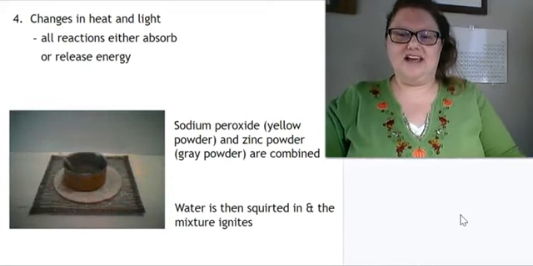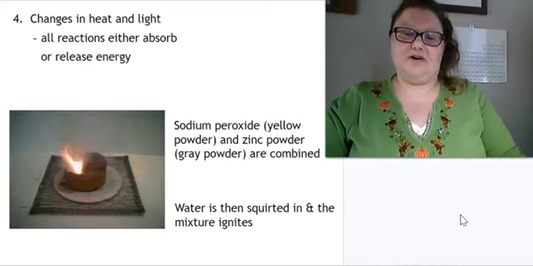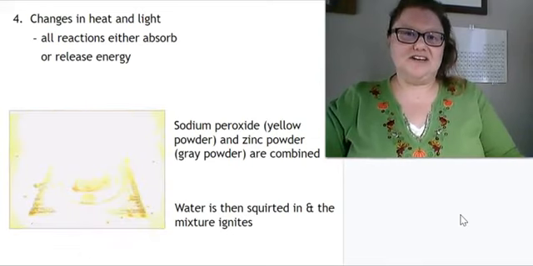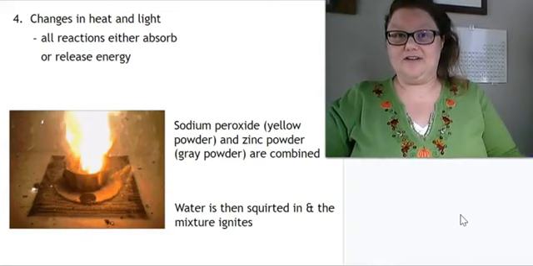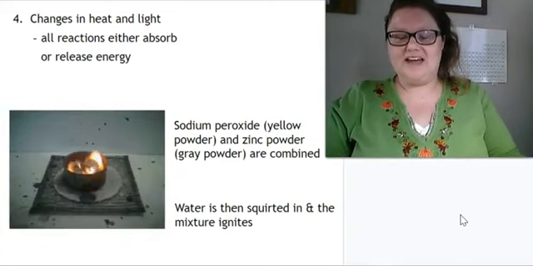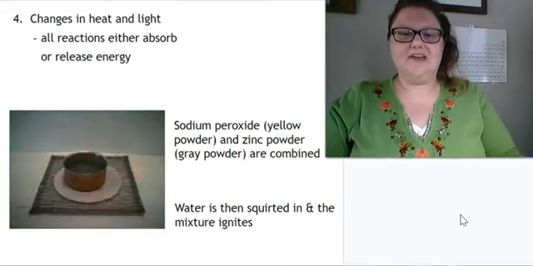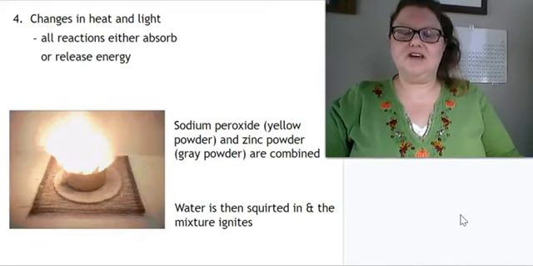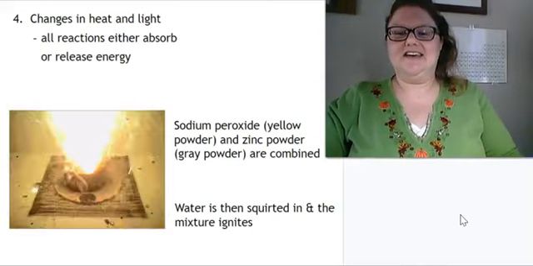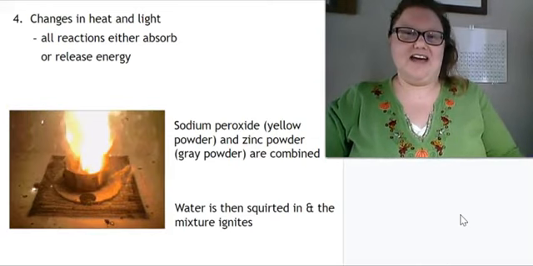But we imagine a yellow powder mixed with zinc powder, which is gray. So imagine a mixture of like salt and pepper together, only the salt is yellow. That's what this would look like initially. When we see water being squirted in from the left side of the image, right upon contact, this mixture ignites and a reaction occurs.